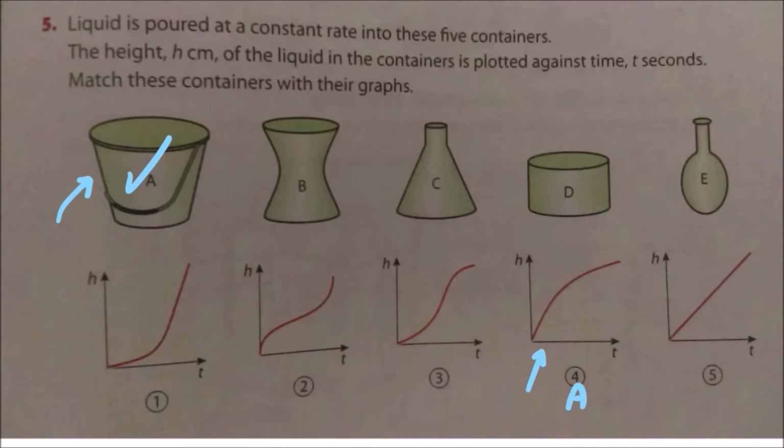B then, well, B will fill slowly enough, then in the middle it'll fill a bit faster and then slowly again. So it'll be flat enough, then it'll get steep and then it'll get flat again. So if we look for one that's flat-ish, then steep and then flat, this one, so that'll be B.